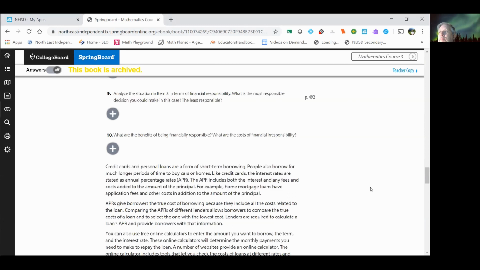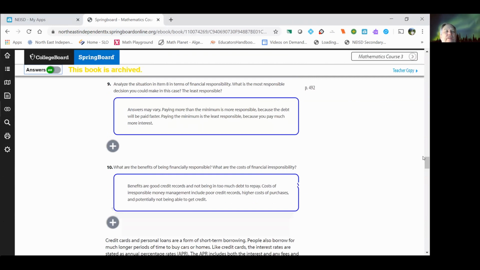Well, I haven't looked at what the book says here, but I would think the most responsible decision would be to pay off as much as you can. Pay whatever payments that you can pay, the largest amounts that you can pay, to get it paid off as quickly as possible. The least responsible, of course, is to pay the minimum amount, or even worse, to not pay anything at all. So let's see what the book says for number 9.